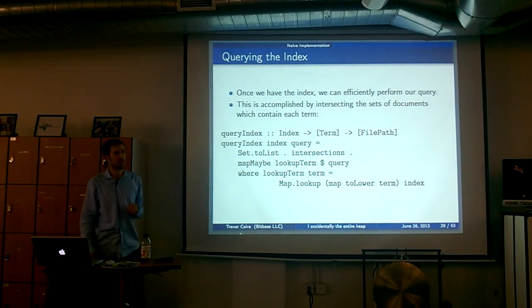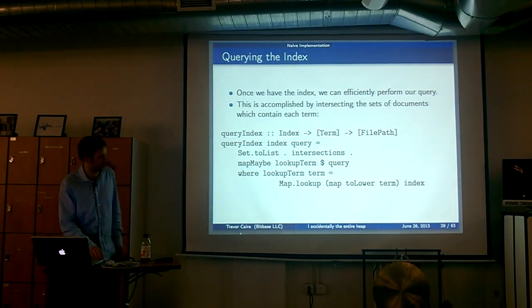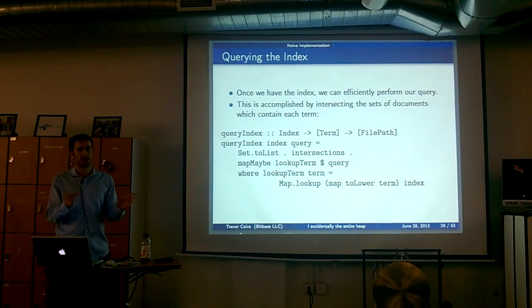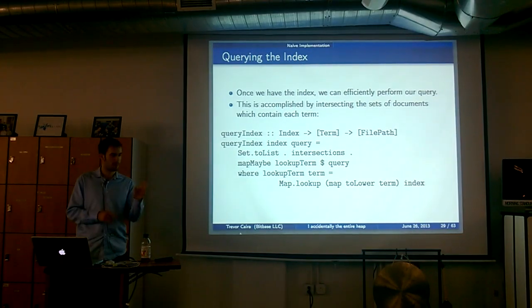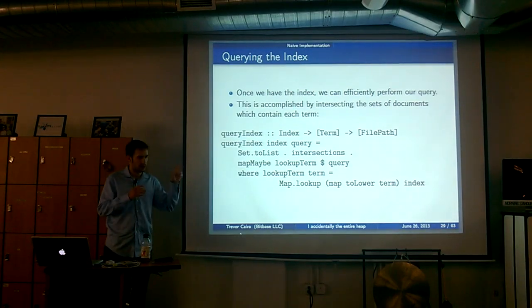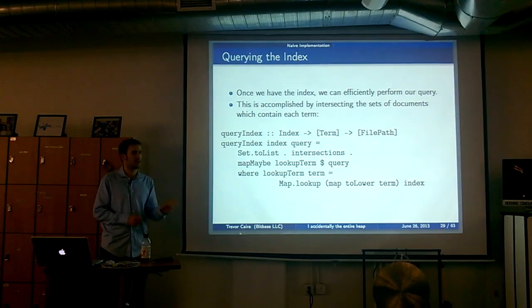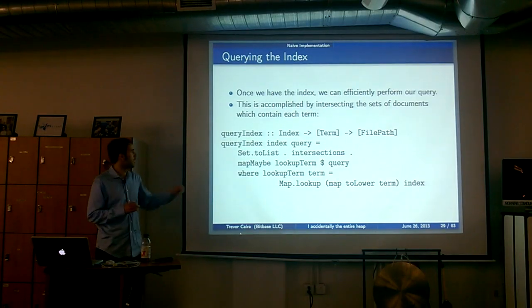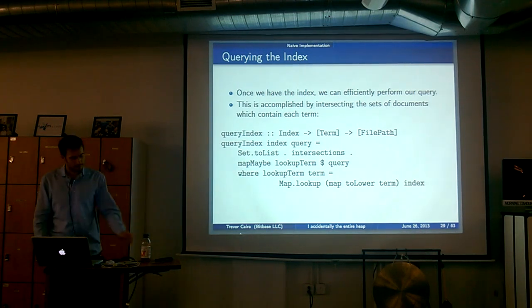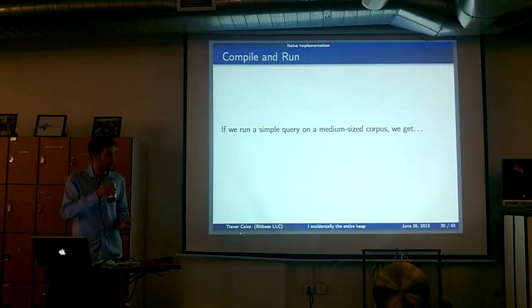Now, intersections is a function which I wish was provided to you, but unfortunately isn't. I had to write it. It's fairly obvious. It takes a list of sets and combines them together into a single set by intersecting them pairwise. And then what you result with here is the set of documents which every term occurs in. And then I just listify that with toList just for interface's sake. All right, now that's everything code-wise.